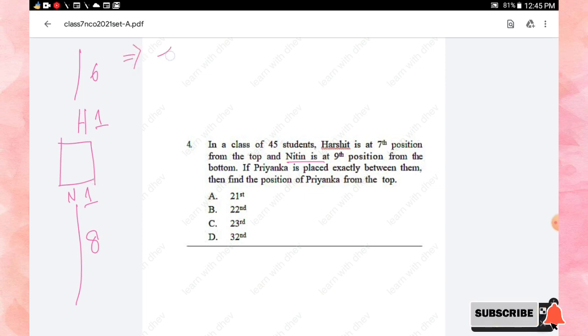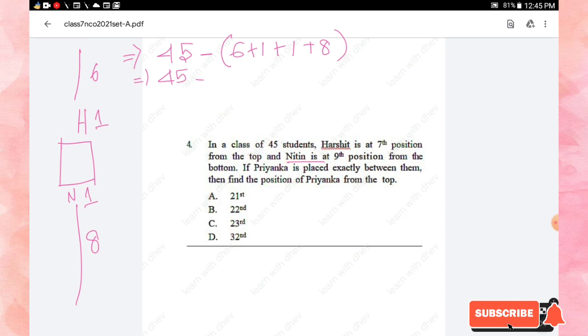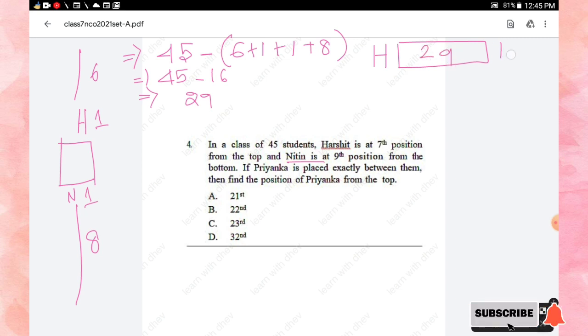Yes, let's take the total number of students in a class, that is 45. Subtraction within this: 6 plus Harshit plus Nitin plus 8 students. So totally you will be getting 45 minus 16, right? Then 45 minus 16 is 29. Which means 29 students are there in between. Listen here carefully. There are 29 students between Harshit and Nitin.